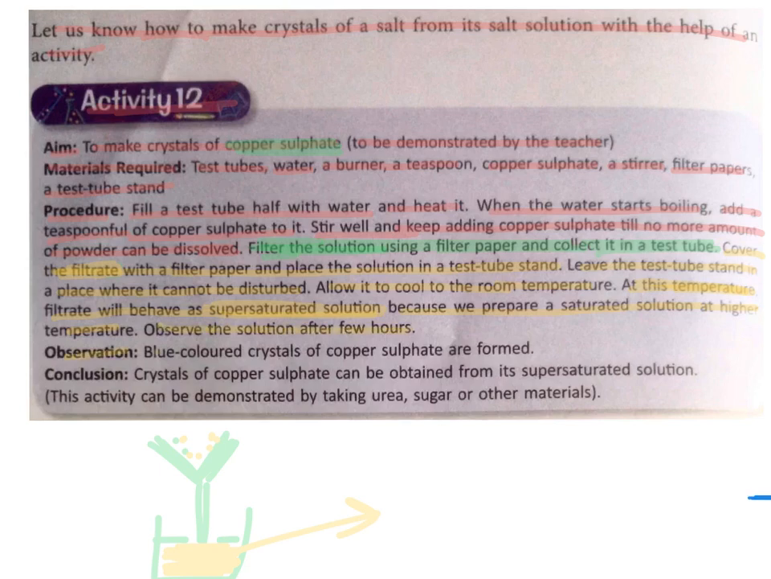Observation. Blue colored crystals of copper sulfate are formed. Conclusion. Crystals of copper sulfate can be obtained from its supersaturated solution. This activity can be demonstrated by taking urea, sugar or other material. So children, you can perform this activity at home using common salt or sugar.